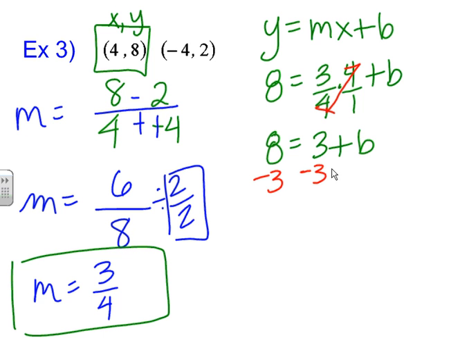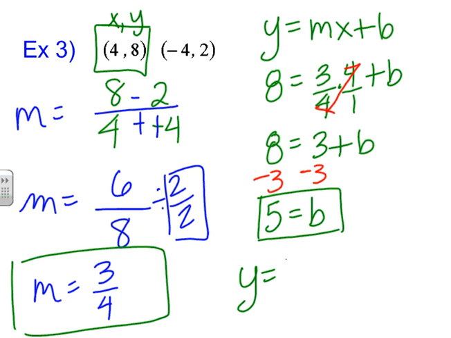Some people might already see what 3 plus something is 8. They know that it's equal to 5. And so we're going to take that information that the y-intercept is 5 and the slope is 3/4, and we're going to write our equation y equals 3/4 x plus 5.